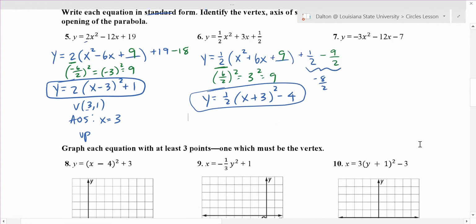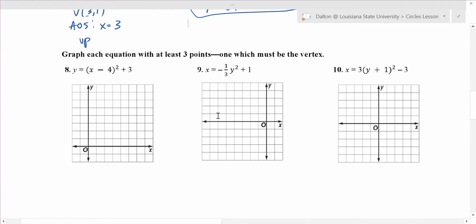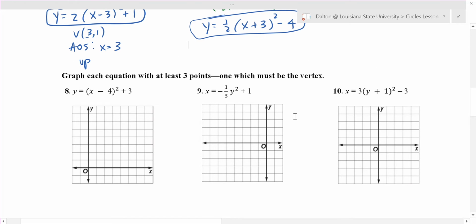Let's jump down to the next group of questions, particularly number 9. Number 9 looks a little bit tricky because it doesn't seem to have the same structure as the others. First of all, I want you to notice that x is first. If x is first, that means this parabola is opening either to the left or to the right, but because there's a negative a value, we know that this is going to open up to the left.